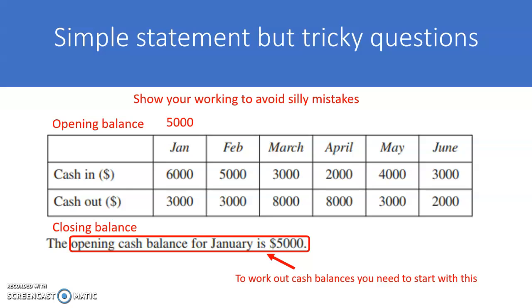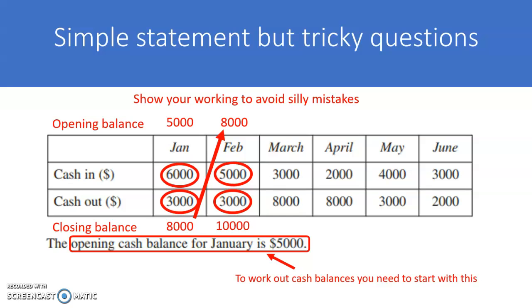We know our opening balance is $5,000. It tells us in the question underneath. To that, we add our $6,000 inflows, which takes us to $11,000. We then deduct our $3,000 cash outflows, giving us a closing balance for January of $8,000. That $8,000 now becomes our opening balance for February. To that $8,000, we add our $5,000 of cash inflows, taking us to $13,000. We then minus the $3,000 of cash outflows, giving us $10,000 for the total closing balance for the month.